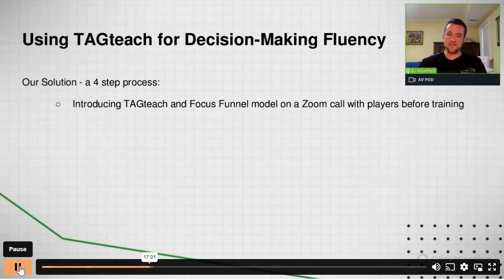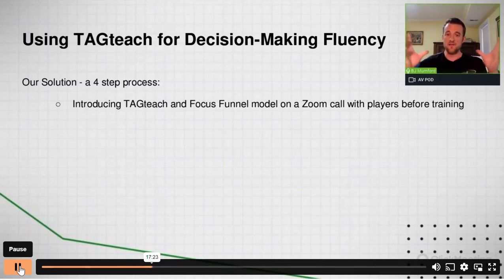And so that's allowed us to really introduce TAGteach, and especially the focus funnel model, on a Zoom call with players to educate them on how this works and what it's going to look like. We even play videos of us tag teaching past students so they know what it looks like in a basketball framework. The focus funnel model has been found very helpful.